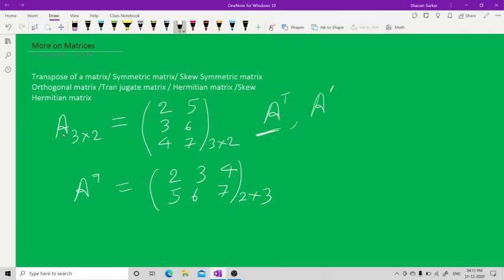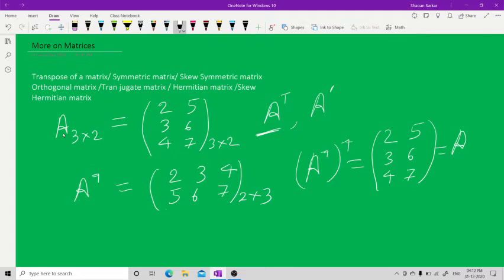Again you take a transpose of this. You're taking the transpose of this matrix, not this one. So this will now again become 2, 3, 4, 5, 6, 7, which is the same as the original matrix. This is what I wanted to show you by taking transposes.